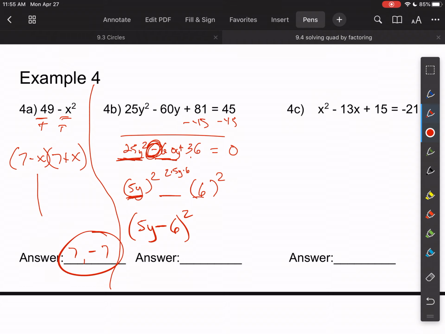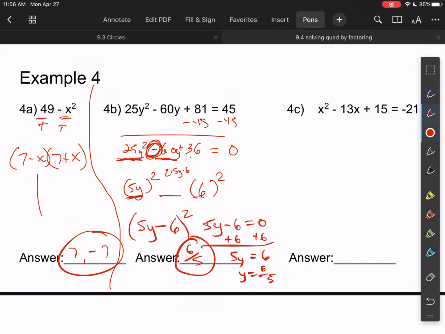Sorry, that's not my answer, that's my factor. What makes that go to 0? Good question. What makes 5y minus 6 equal to 0? So we can solve this, and we get y is equal to 6/5. So my answer here is 6/5. This is one of those ones, since it's a perfect square trinomial, where we have a vertex that hits the axis, so it only touches in one spot, and it happens at 6/5.